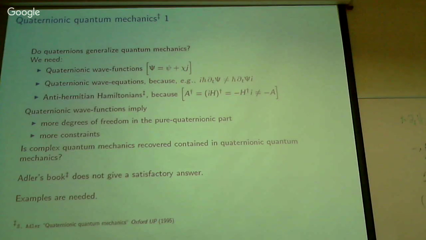But in the quaternionic case, this may be a problem. For example, you will have some difficulties to obtain the probability current. There are some ambiguities which you have to consider if you want to introduce everything which is in the complex case to the quaternionic case. If you want to copy and just write a quaternionic theory which has all the structures of the complex case, it may be difficult because of these subjects.